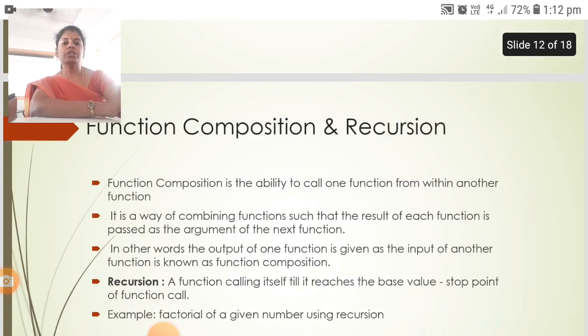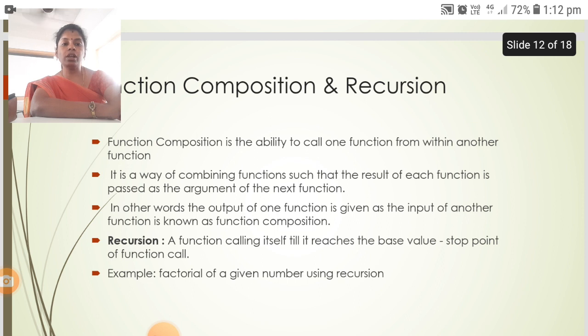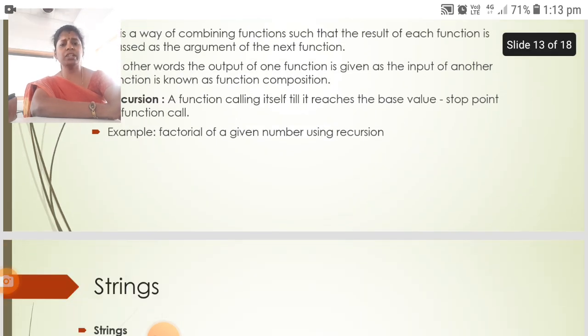The next is function composition and recursion. Function composition is the ability to call one function from within another function. It is a way of combining functions such that the result of each function is passed as the argument of the next function. In other words, the output of one function is given as the input of another function. Recursion is a function calling itself till it reaches the base value, the stop point of the function call. An example of recursion is the factorial of a number.